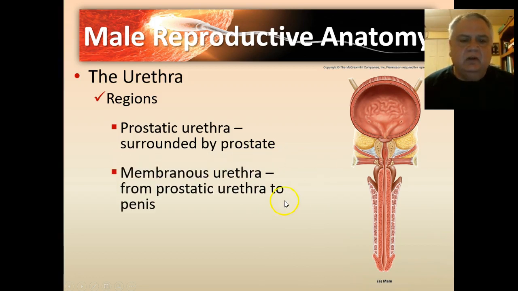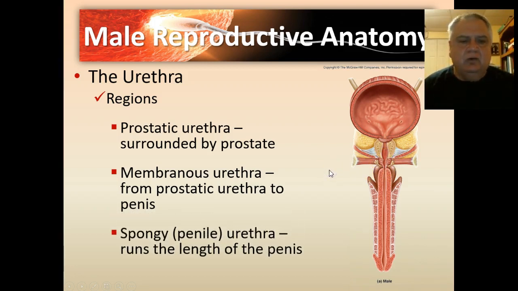The next region is referred to as the membranous urethra. This extends from the prostate gland, or from the prostatic urethra, to the penis. So there's a short membranous urethra right here. And then the final region of the urethra is the spongy or penile urethra. This runs the length of the penis, and that's where it gets its name from.